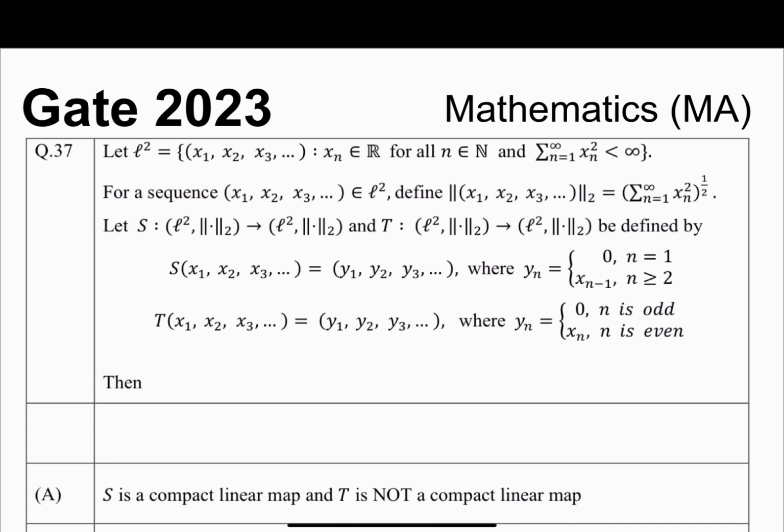Okay, so today we'll solve the Mathematics GATE 2023 question. This is a question from functional analysis, question number 37. It says: let small l2 be the sequence space of square summable sequences, and for a sequence in l2, the norm is the square sum to the power half. Then two linear operators are defined, S from l2 to l2 and T again from l2 to l2. S is defined like this and T is defined by this.